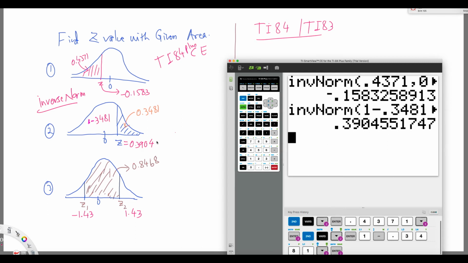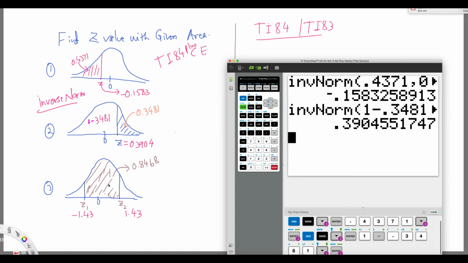So the idea here is, if the left area is given, to find out the G value, you just plug in that left area. If the right area is given, we need the left area all the time if you are using inverse norm in TI-84 or TI-83. Okay, TI-84 Plus or TI-83. Those two calculators need the left area all the time to find out the G value. If left area is given, enter that. If right area is given, find the left area by subtracting the right area from 1, and then you enter that.